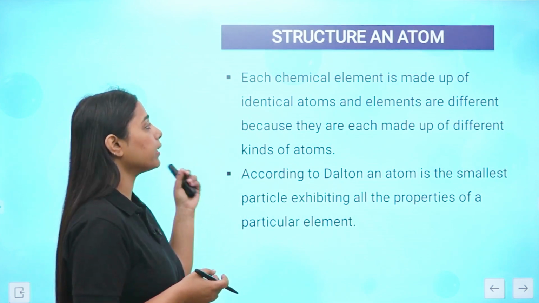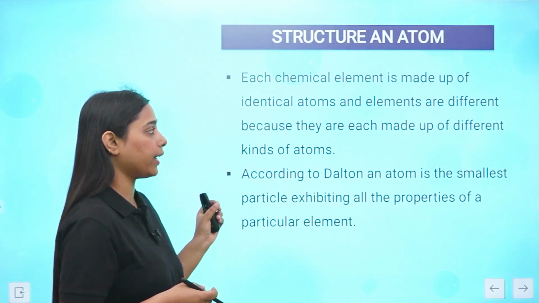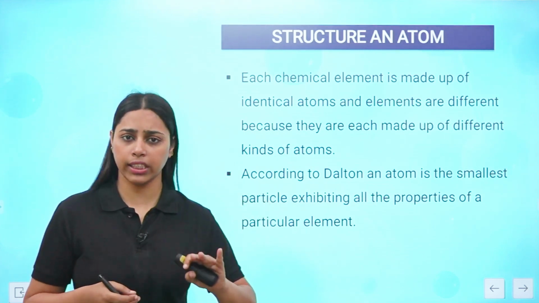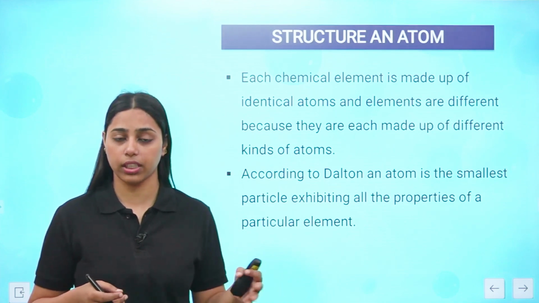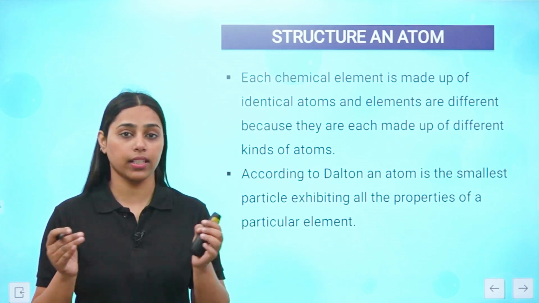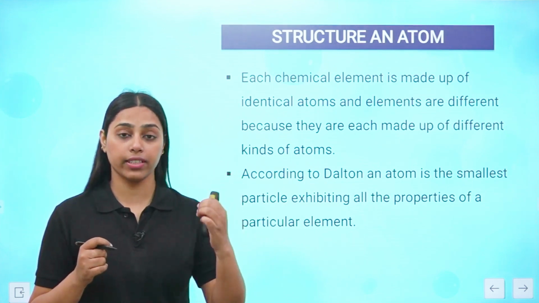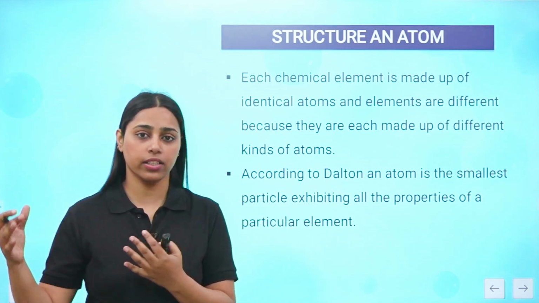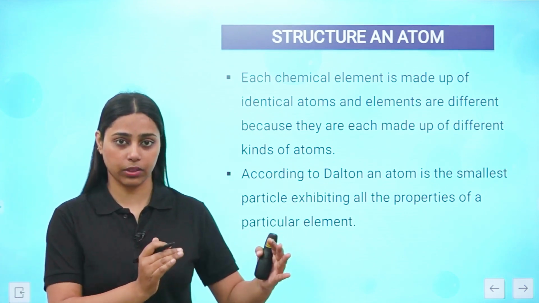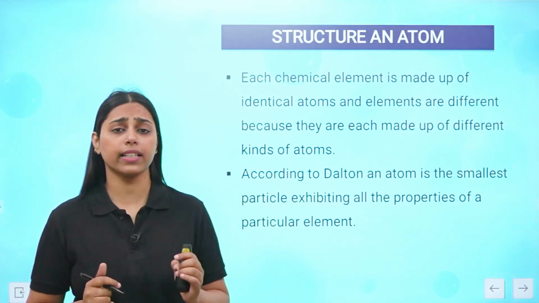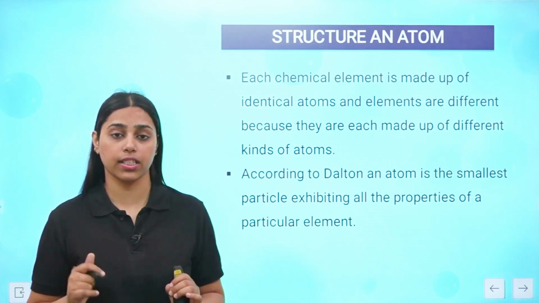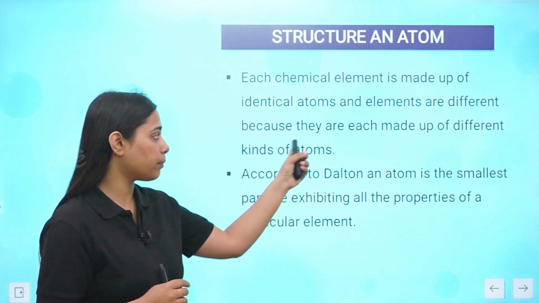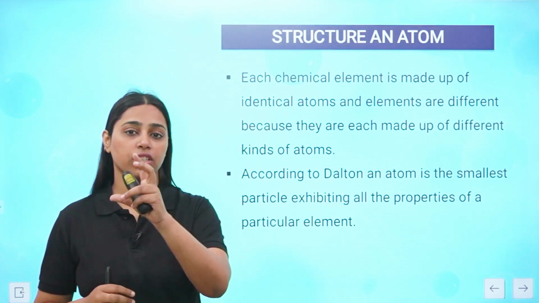A few postulates were that each chemical element is made up of identical atoms, and elements are different because they are each made up of different kinds of atoms. We have learnt in the previous lesson about elements, compounds and mixtures, that they are divided as pure substances and impure substances. In totality, if we say that the universe is first of all divided into matter and energy, then energy is a different aspect. We are only concerned here in chemistry with the matter aspect. So this matter is divided as pure substances and impure substances. Pure substances, as you were told, are elements and compounds, and mixtures are impure substances.